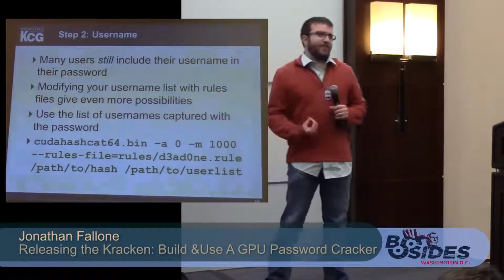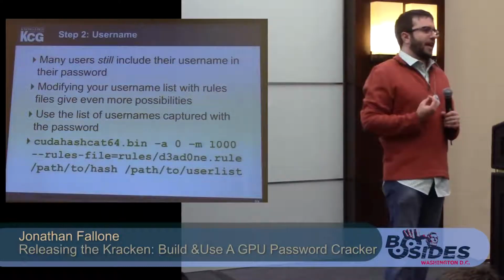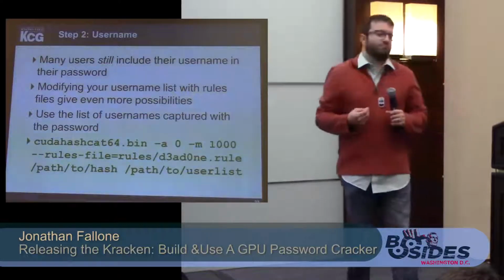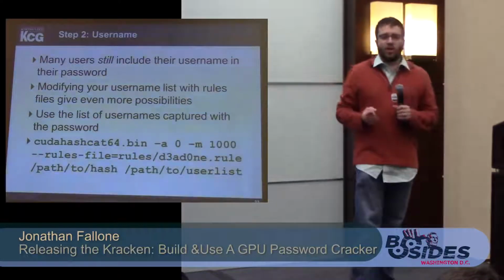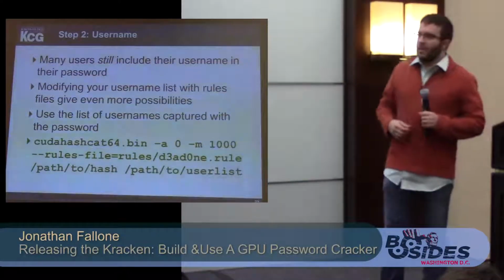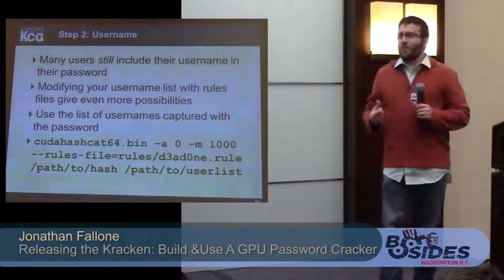Hashcat also has a great function it calls rules files. Rules files are collections of rules that modify your dictionaries in some method. Some of them have rules that say convert to leet speak, or throw a number at the end, or throw 2 numbers and an exclamation point at the end. They have lots of pre-built rules files that are available for you.